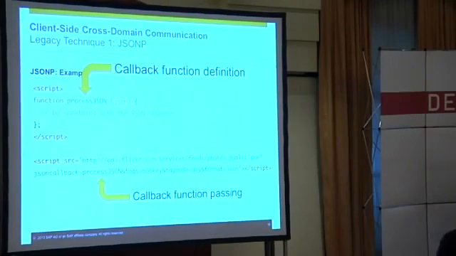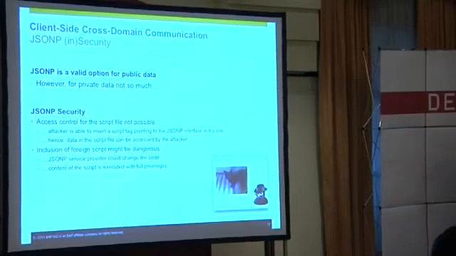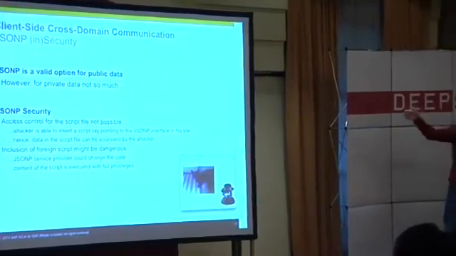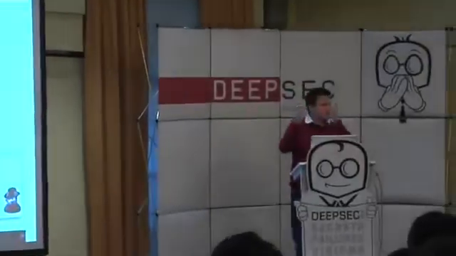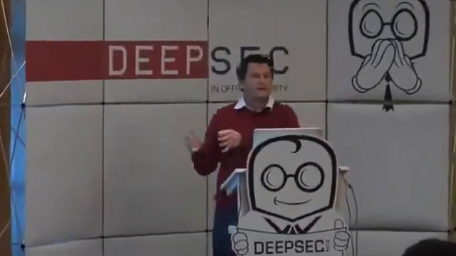And if you look at the security of JSONP, we have to say JSONP is a valid option if we have public data, but is a very bad option if we would like to share private data between two web applications. And the reason for this is that we cannot impose any access controls on this script. So Flickr.com is setting up this script, and Flickr.com cannot control which site is embedding this script.